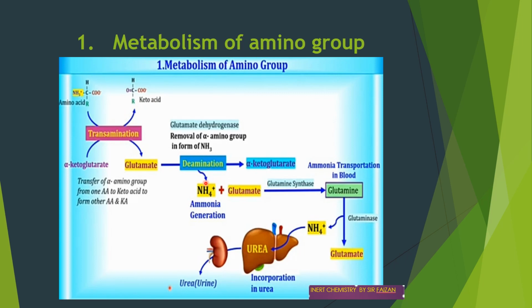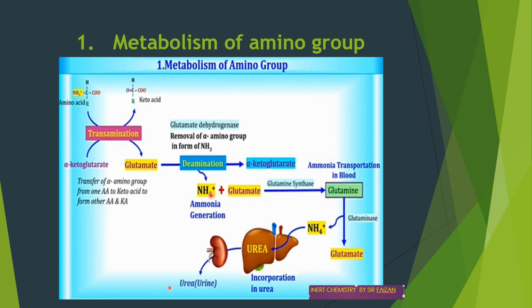Ammonia or ammonium ion is continuously formed during the degradation of amino acids and other nitrogen-containing compounds. This ammonia is highly toxic and it should be readily converted into urea. As you know, the urea cycle occurs in the liver. So this ammonia has to be transported to the liver so that it can be converted into urea.